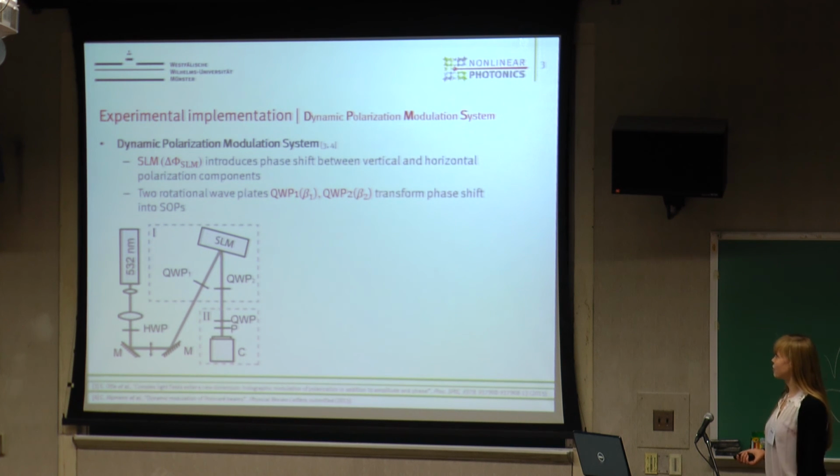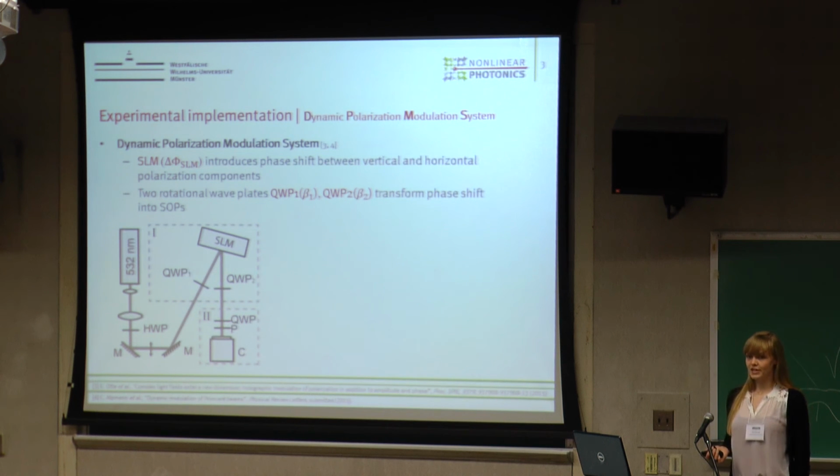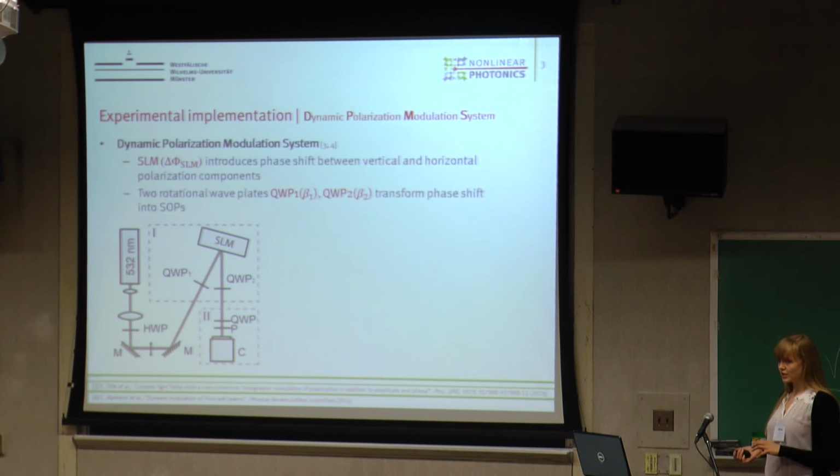Okay, so our setup for the modulation looked like this. We have our dynamic polarization modulation system consisting of 2 quarter wave plates and a spatial light modulator. Our spatial light modulator is a phase-only one, which can only modulate horizontally polarized light. So we can only shift our horizontal components in phase. This means if we have, for example, elliptically polarized light, the horizontal part will be shifted and the vertical part will only be reflected. So we can introduce a phase shift between the horizontal and vertical components.